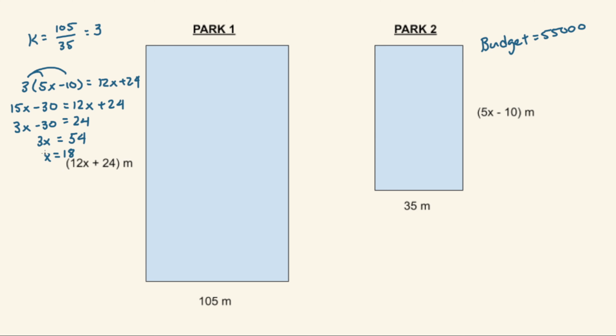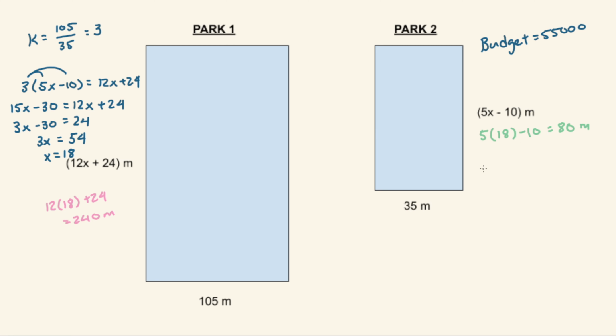Now that I have x equal to 18, I can figure out exactly what these lengths are. For 12x plus 24, we're going to do 12 times 18 plus 24. Let me write that down real quick. That's going to come out to 240 meters. And over here on the right, we're going to have 5 times 18 minus 10, plug in that same number, and that's going to come out to 80 meters.